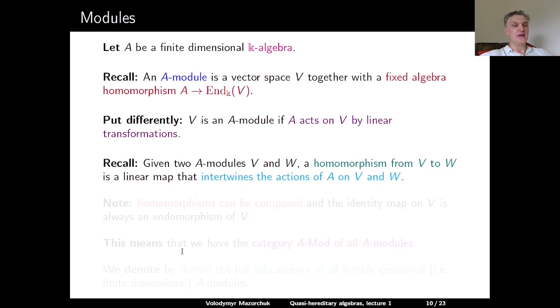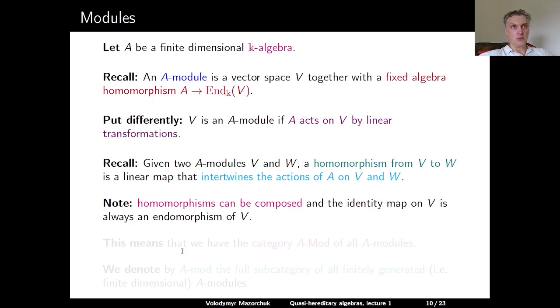Recall also that given two A modules V and W, a homomorphism from V to W is a linear map from V to W, which intertwines the actions of A on V and W. Of course, one can compose homomorphisms, and one gets a homomorphism, and the identity map on each module is a homomorphism from this module to itself, and this means that we have the category A mod of all A modules. So here the objects are all A modules, and the morphisms are homomorphisms of A modules.